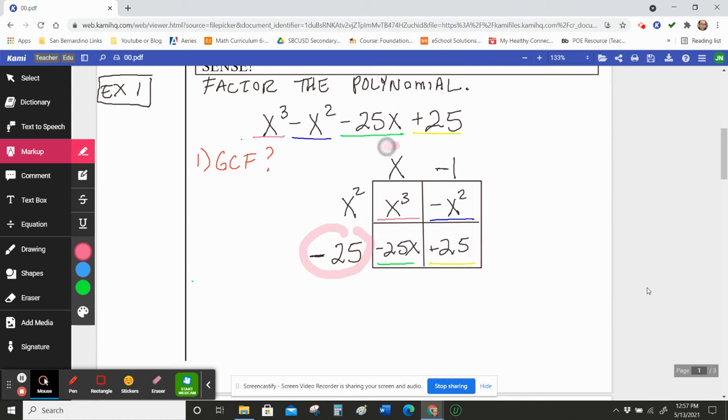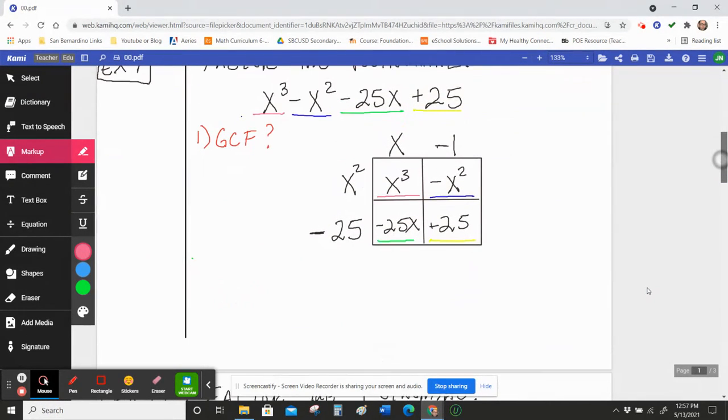Negative 25, if I multiply it with the x, I get negative 25x. So that does work out. Negative 25 multiplied with negative 1, I get a positive 25. So that also does work out. So yes, everything works out. So step 5 is checked, and we are happy with our answer.